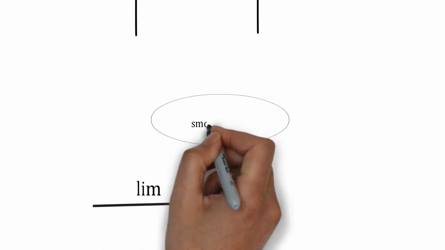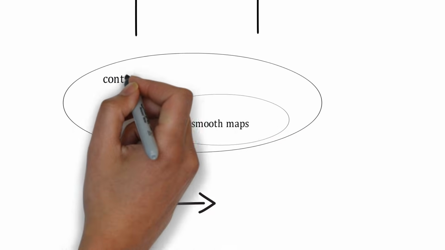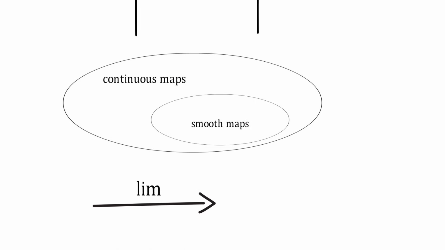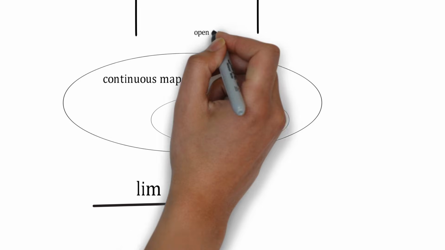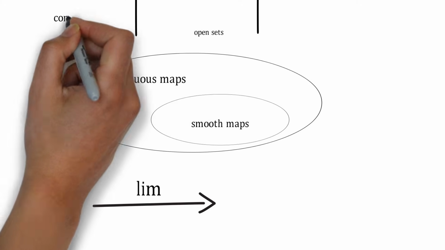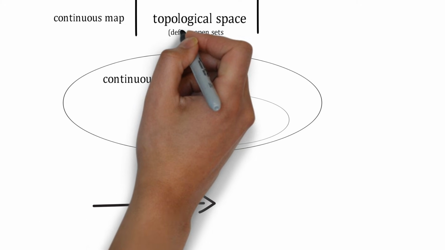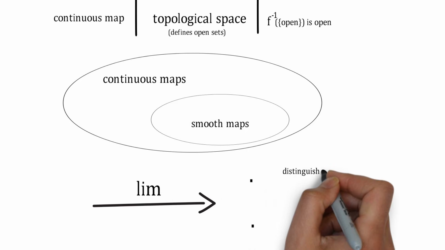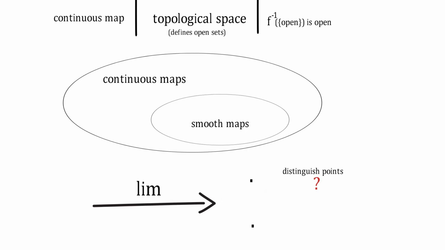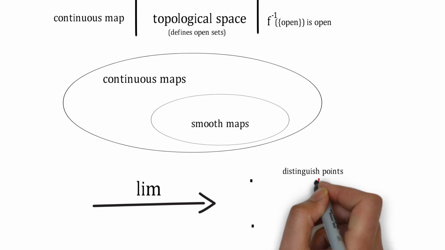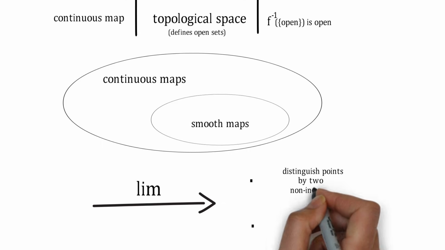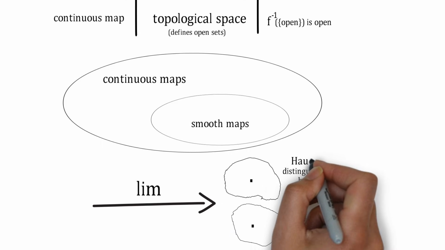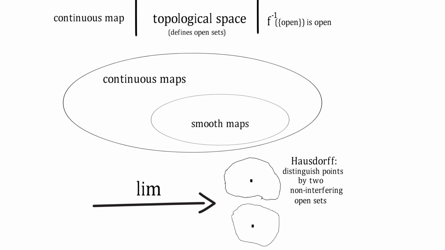First of all, remember that differentiation involves taking limits, and every smooth map is certainly continuous. For these concepts to make sense, we need a notion of open sets in our space. This is provided for by calling our space topological. Furthermore, these limits ought to be unique. And so we require any 2 points of our space to be separated by 2 non-interfering open sets. This property is called Hausdorff.